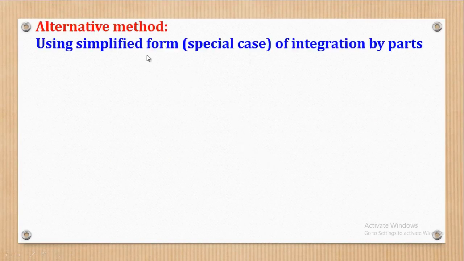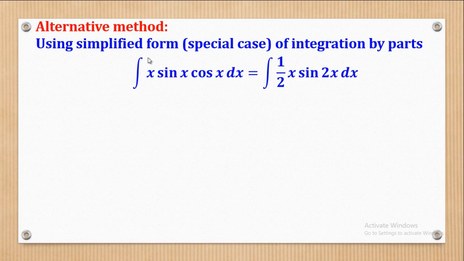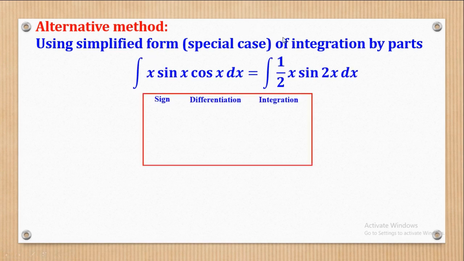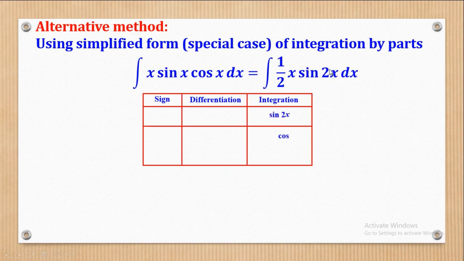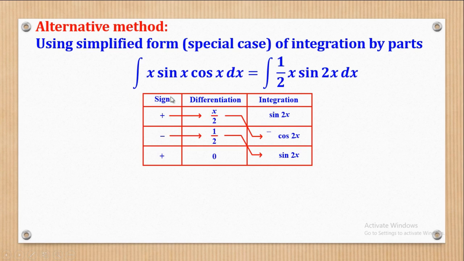So this integral can also be solved using an alternative method, which involves using a table. I think you remember that I said, in cases where the function which is not a polynomial can easily be integrated, then you can also use this alternative method of using a table form. In this, like we said, you put three columns: one for sign, another for differentiation, another for integration.